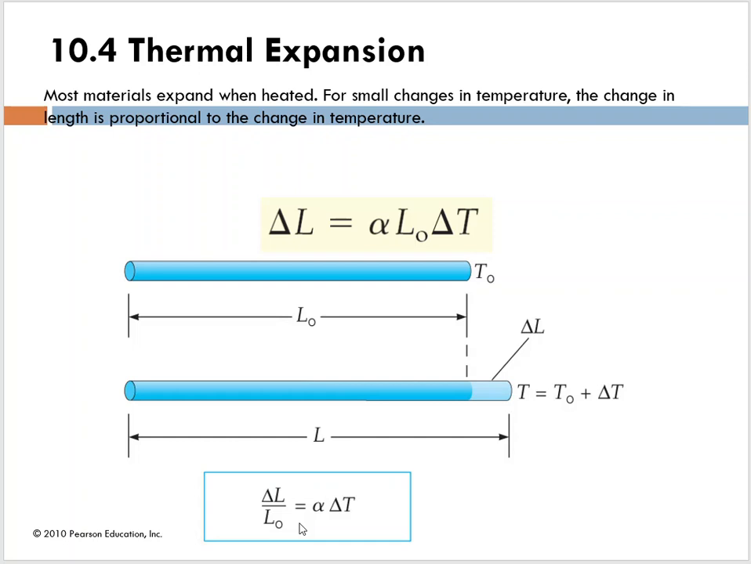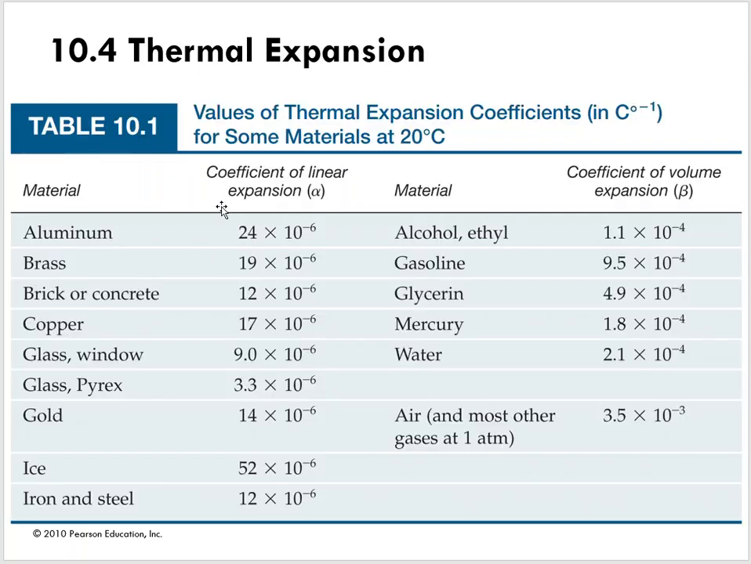We can predict what that change in length is going to be by saying the change in length is equal to this Greek symbol times L naught, which is the original length, times the change in temperature. I can tell you that little Greek symbol stands for the coefficient of linear expansion, and here is our chart for that for different materials.